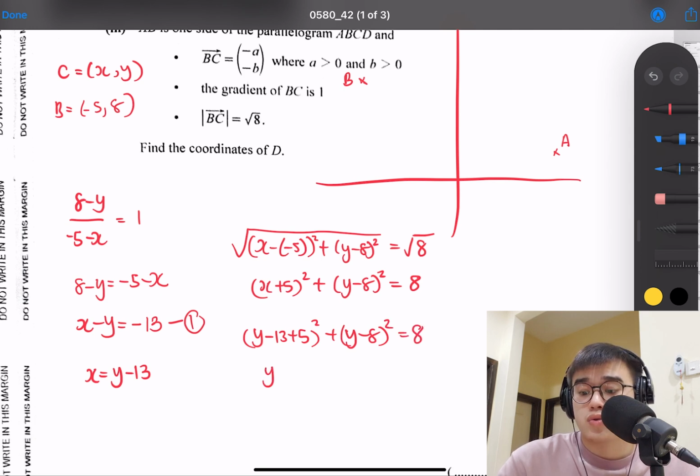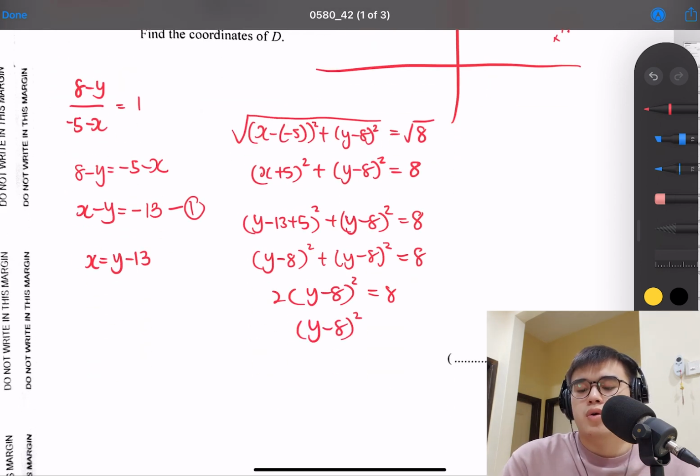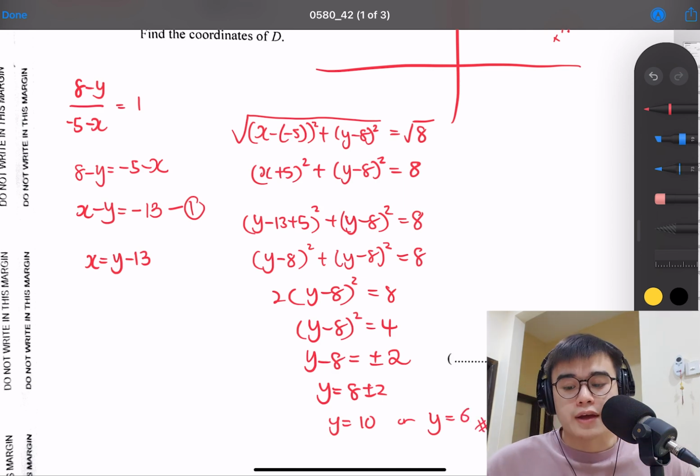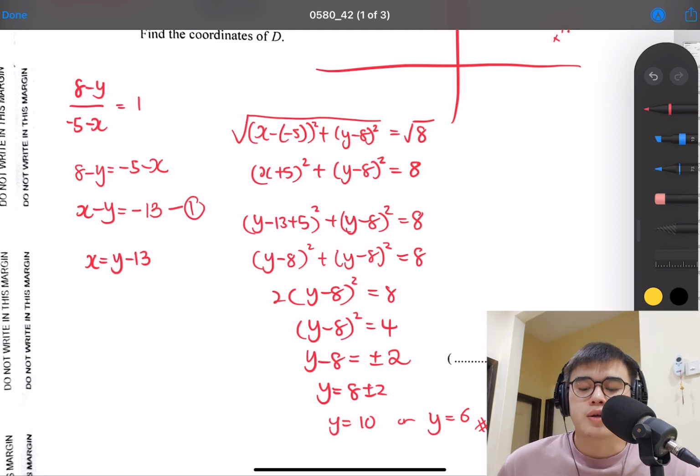So I got 2 of the same thing: (y minus 8) squared equals 8, then it equals 4. And when you expand it out, at the moment I've gotten this as my result. To get rid of the square, I put a square root on the 4, then I get plus minus 2, and I've gotten two temporary results, which are y equals 10 and y equals 6.